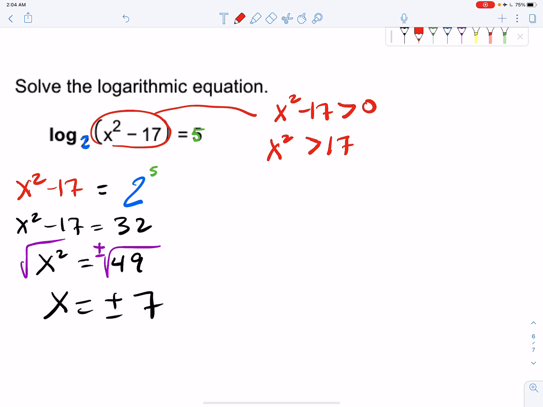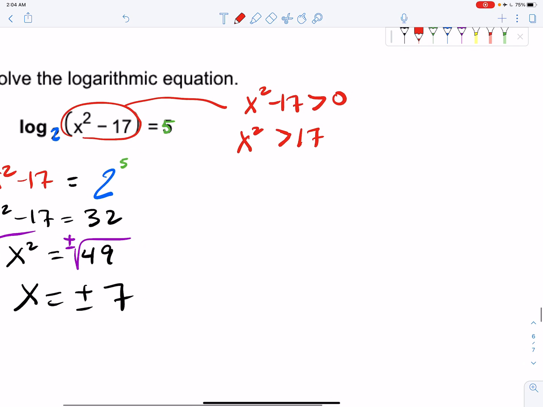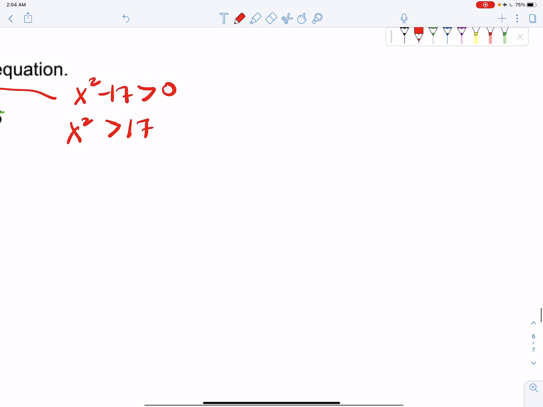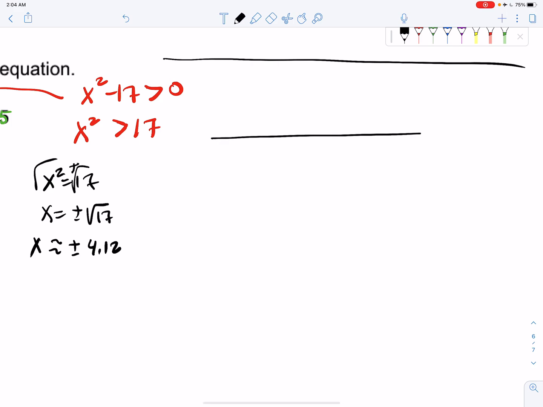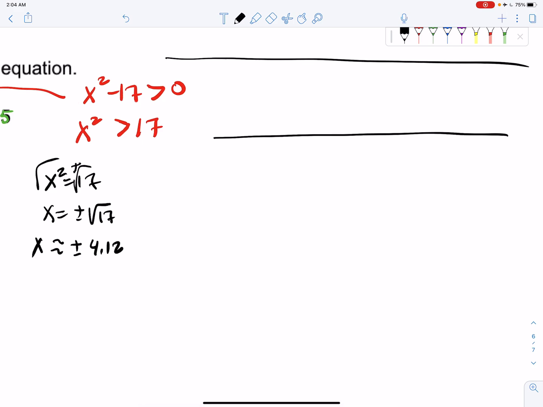Well, how do we do that problem? Remember how we did this problem way back when? What we did was we said, let's get some critical values. Critical values were found by taking x squared equals 17. So we square root both sides, and we get another mess. Plus or minus square root of 17. I'm going to approximate that just so I have a decimal value to look at. It's plus or minus approximately 4.12. So that allows me to graph it and do our test points.